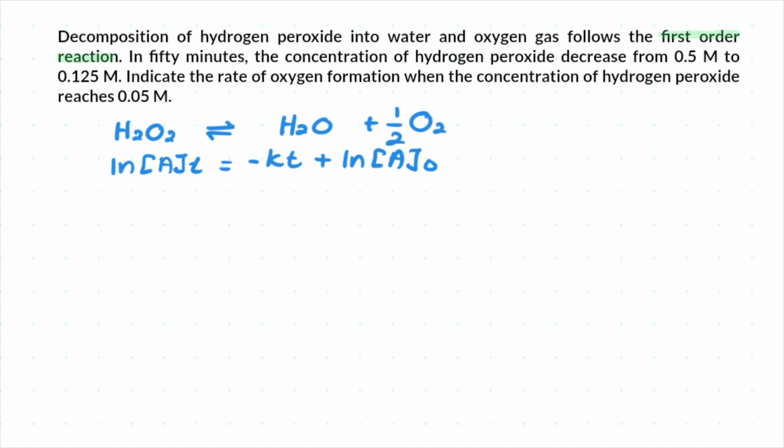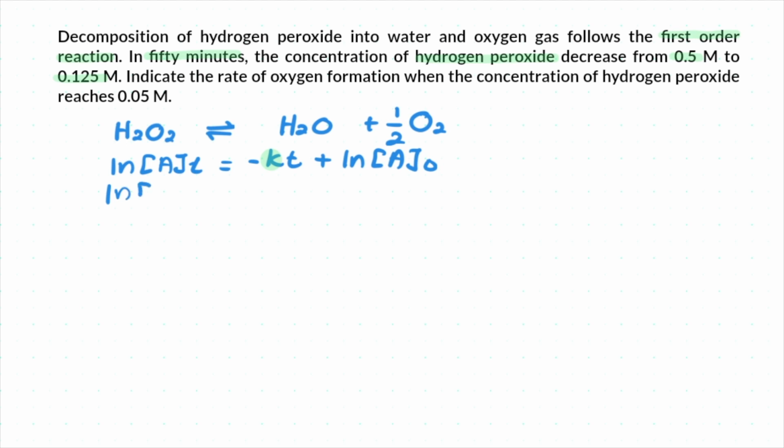Alright, so what is the information given to you? It states here that in 50 minutes, the concentration of hydrogen peroxide decreases from 0.5 to 0.125. So from here, what we are going to calculate is the value of k. So now what we are going to do is plug in the values. At first, the concentration is 0.5 and at the end, the concentration is 0.125.